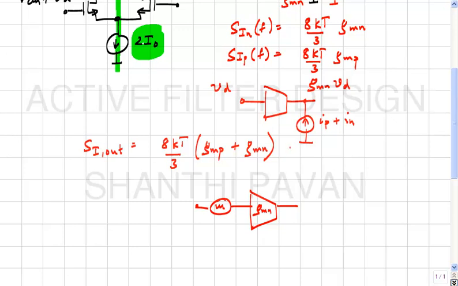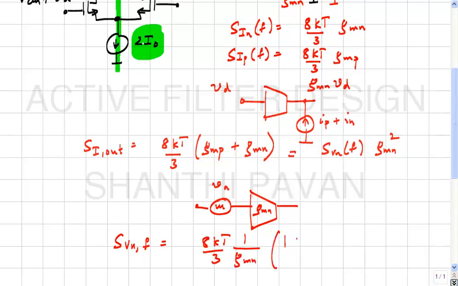If we want to find the equivalent input referred noise source, which when applied at the input of an otherwise noiseless transconductor gives the same noise at the output of the transconductor, then this must have a spectral density SV of N of F times GMN whole square. So, the spectral density of the equivalent input referred noise source voltage is 8 kT by 3 times 1 by GMN times 1 plus GMP by GMN.